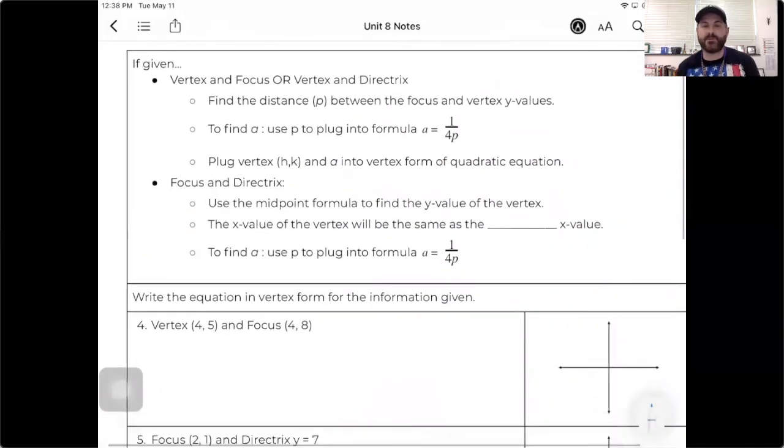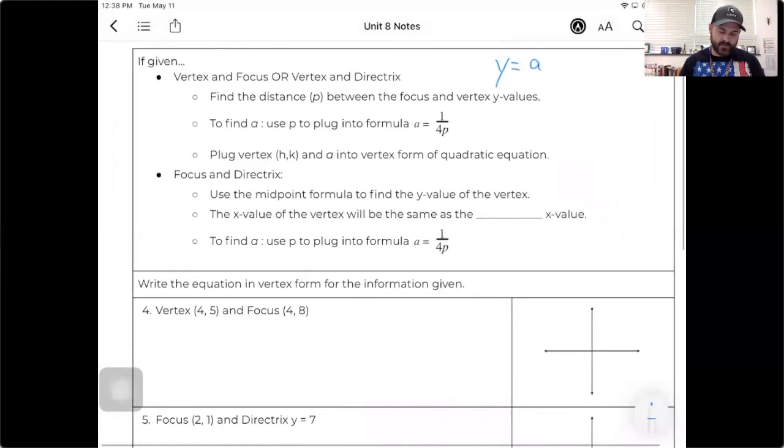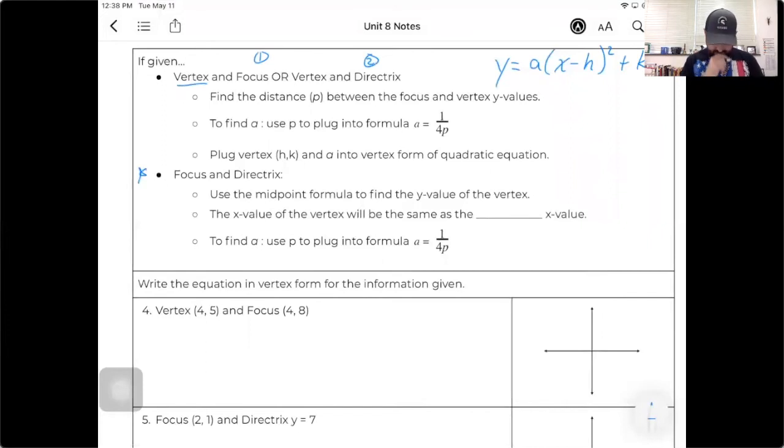All right, this time we're going to be given information and use that information to write our own equations. So we're still going to work with our equations in vertex form. We are still working with y equals a parentheses x minus h parentheses squared plus k. Okay, we're still working with that general form. So there's two different things you can be given. You might be given the vertex and either the focus or the directrix. Or you could be given just the focus and the directrix. We'll get to this one in just a minute.